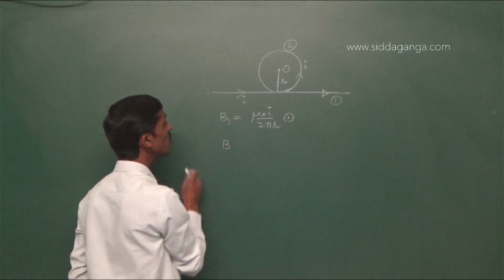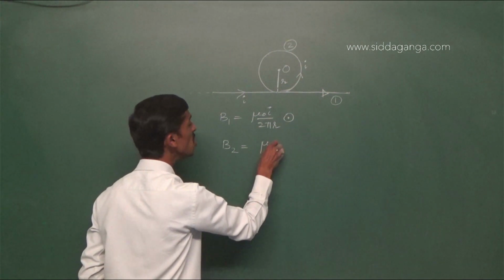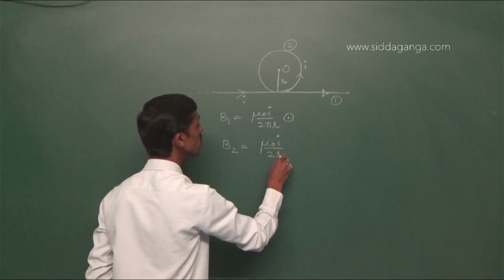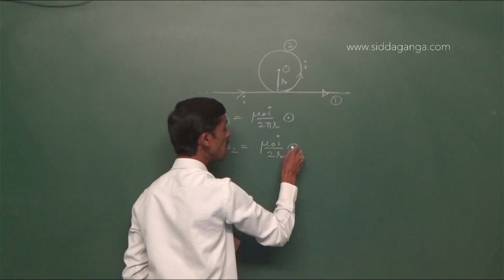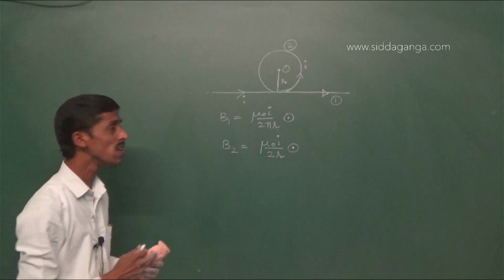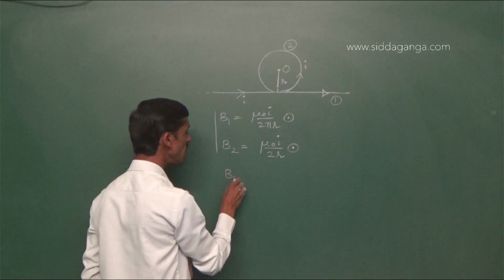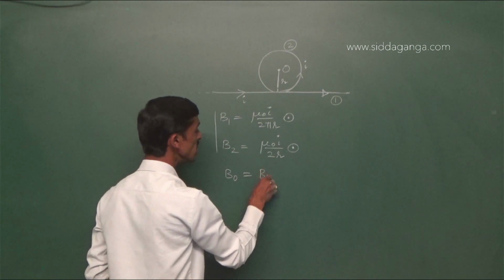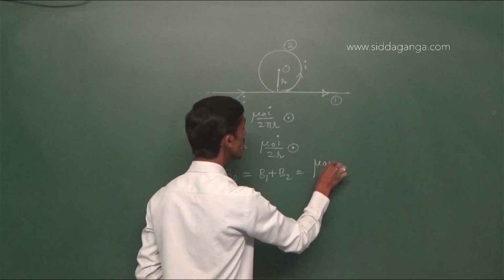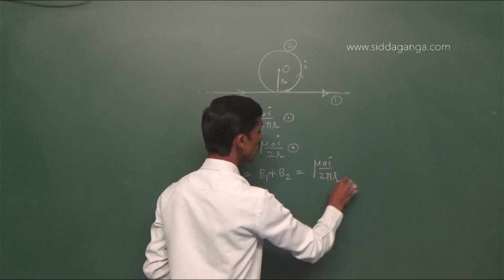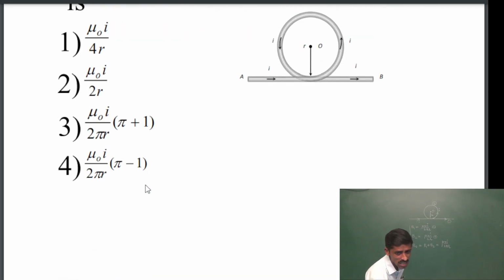Whereas the magnetic field due to the circular coil, B2, is equal to mu naught I by 2R. As the direction of the current is anti-clockwise, the field is perpendicular to the plane, outward. So these are the two contributions. The total magnetic field at the point O, that is the center, will be the sum of these two. So you can see mu naught I by 2 pi R. We shall simplify according to the options. As options are provided like this.